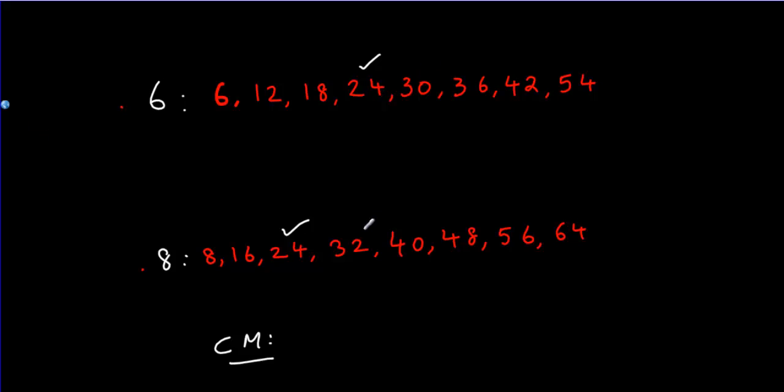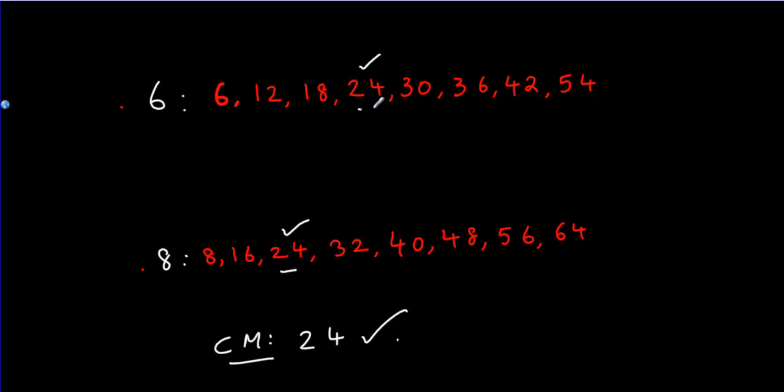30 is in 6, 30 is not in 8, so no. 36, no. 36 is in 6, but not in 8. 42, no. 42 is in 6, but not in 8. 54, no. 54 is in 6, but not in 8. And then the rest, you don't find these numbers in here and these numbers in here. So the only common multiple with the first 8 terms written down is 24. This is correct. This is the only number.